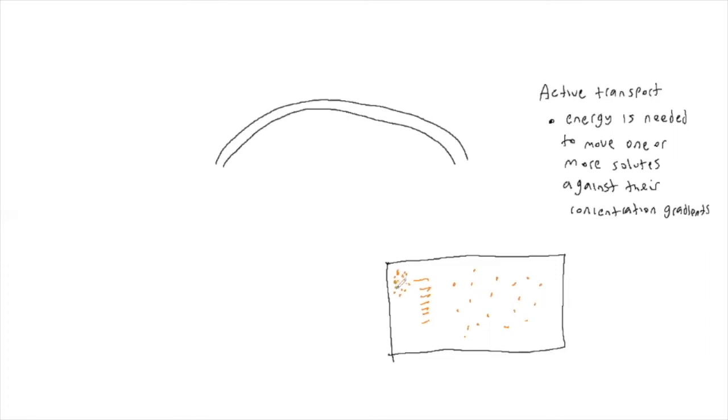Well, there are numerous situations in our body where we don't want molecules to become evenly distributed. Sometimes we want them packed on one side of the cell or the other side of the cell. And that is the point of active transport.